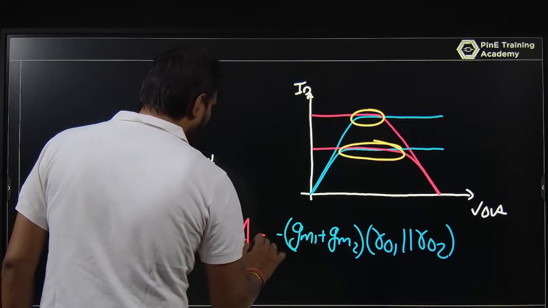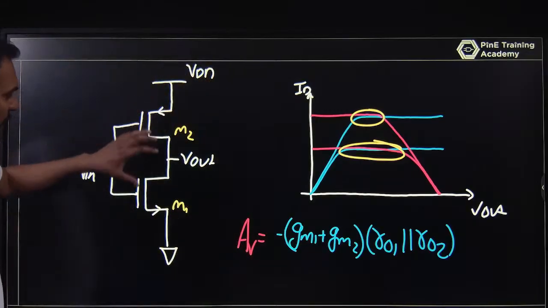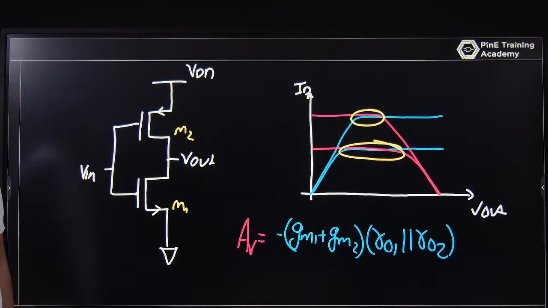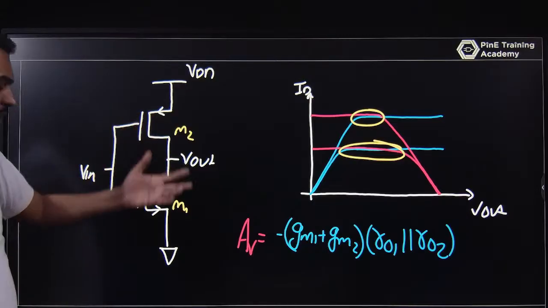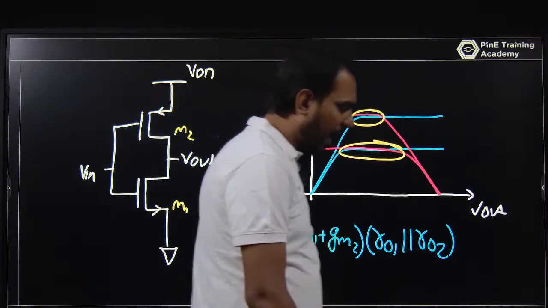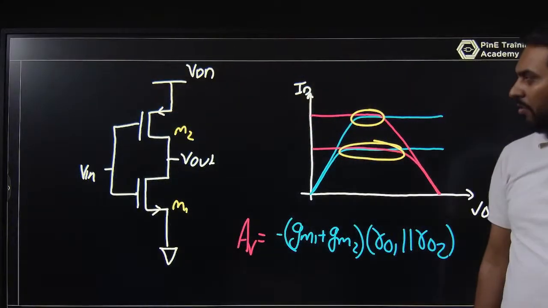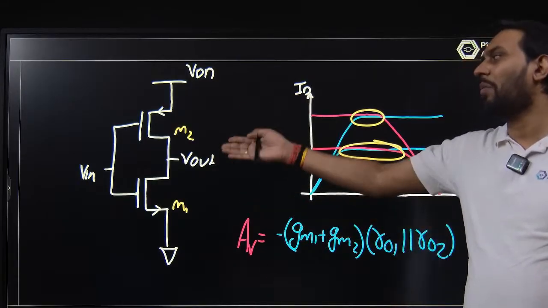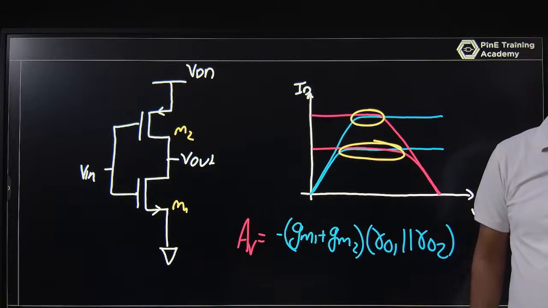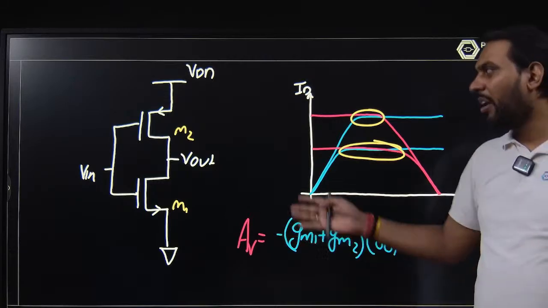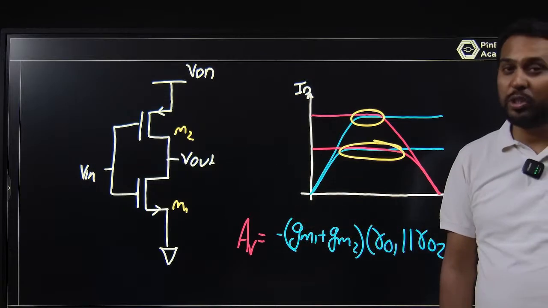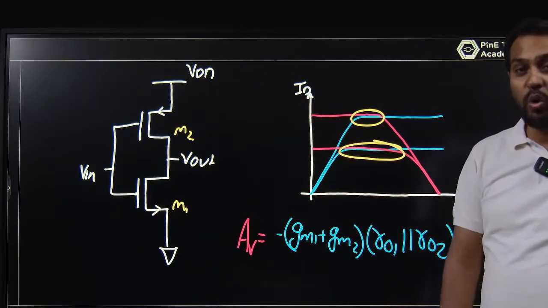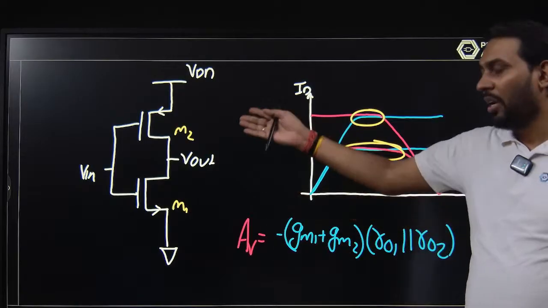Av is equal to minus of (gm1 plus gm2); both have a current, so the transconductances will be added. This is one of the questions that IIT asks for MTech, or in an interview for TI or ST: tell me what the total transconductance is, what is the overall gain of this circuit as a common source amplifier. This is a common source amplifier with an active load, not a resistive load.